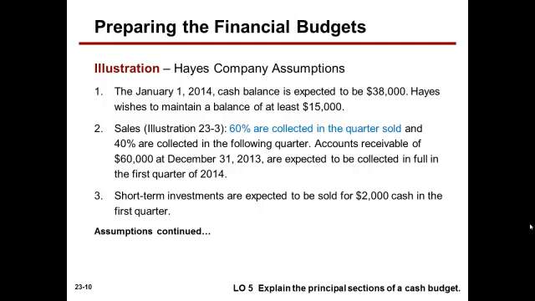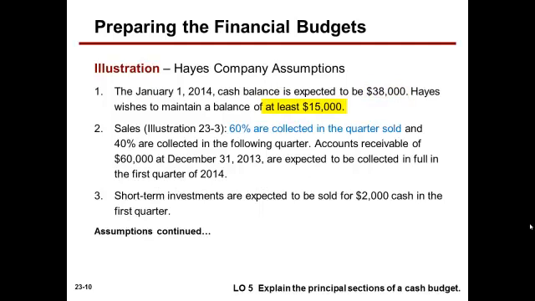The following is a lengthy illustration for the Hayes Company. Various assumptions here. We start with a cash balance of $38,000, and Hayes wishes to maintain a balance of at least $15,000 at the end of each period. The periods here will be quarters.